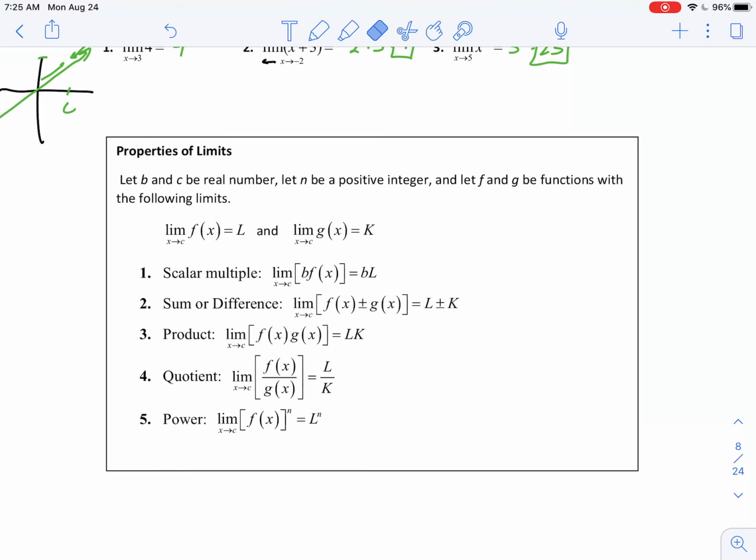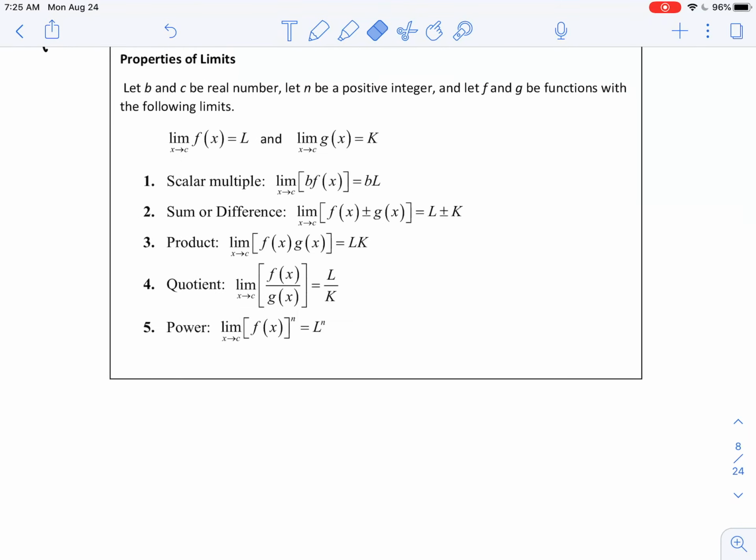Number 2, the sum or difference. The limit of the sum or difference of two functions is the same as the sum or difference of their limits. Product, same thing. The limit of a product of two functions is the same as the product of their limits. Number 4, the limit of the quotient is the quotient of the limits. And number 5, the limit as x approaches c of f of x to the n power is that same limit raised to the n power. So basically it's just saying that the limit of some combination of two of these functions is the same as the combination of the limits.